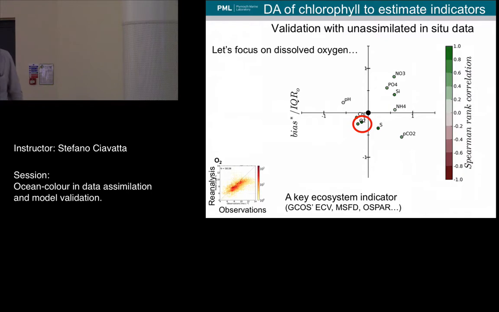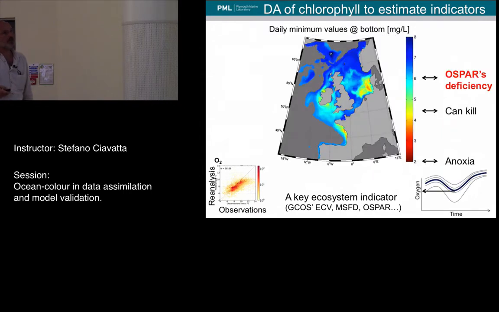So let's focus on dissolved oxygen, which is quite an important ecosystem indicator because if there is no oxygen, fishes die. So it's a key ecosystem indicator. It's an essential climate variable defined by GCOS. In the Marine Strategy Framework Directive, it's one of the indicators that you must consider. It's also fixed by OSPAR, the Commission for the North Atlantic. In particular, OSPAR said a concentration of 6 milligrams per liter is the threshold for defining oxygen deficiency, because below this concentration, publications have seen that fishes can die and so on.